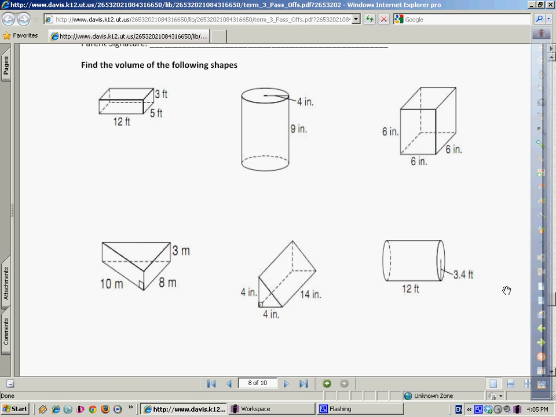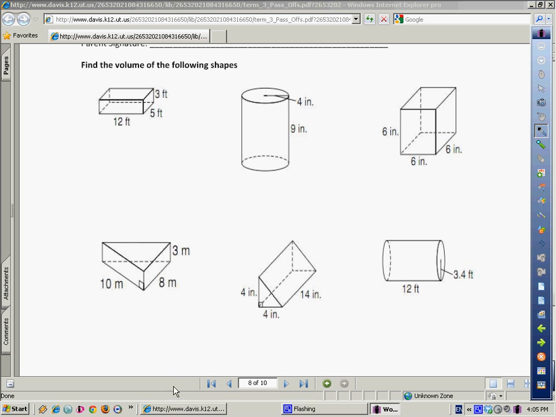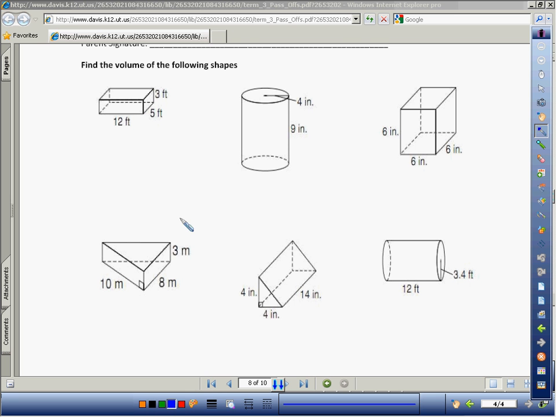I want to talk to you guys about my philosophy on these. Like I said in class, we're focused on getting one of the faces. We just need the area of one of the faces. It doesn't matter which one. In this case, actually, that one does matter. So we'll get to the triangular ones in just a second.